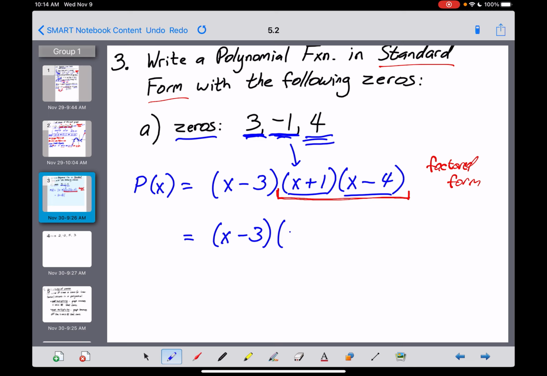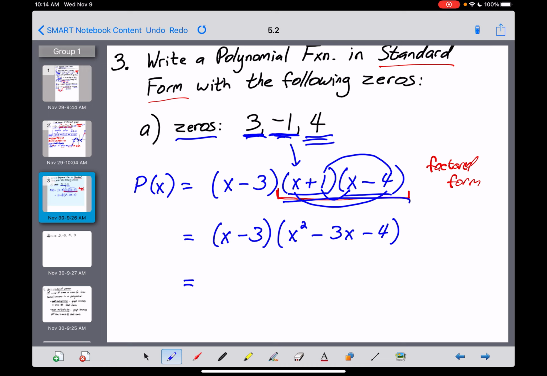First product, x times x, is x squared. The outer product there, I'm going to try to do this mentally, guys, is -4x. The inner product is plus 1x. So negative 4x plus 1x is going to be a negative 3x. And then the last product is this positive 1 times this negative 4. That gets us a minus 4 at the end. So we FOILed out the second and the third binomials.